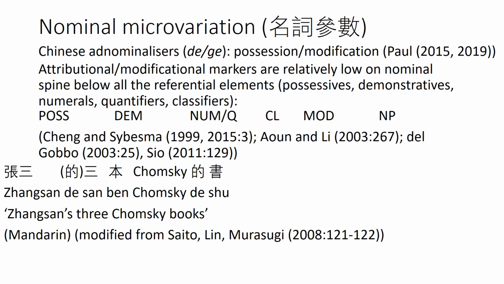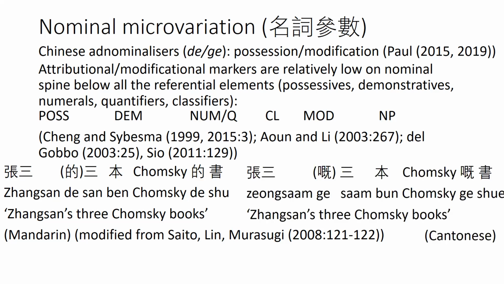If we look at some examples, this is an example from Saito, Lin, and Murasaki: Zhang San de san ben Chomsky de shu. There are two de that we can distinguish. The higher de, the first one, denotes possession. Zhang San is the possessor, so three books of Zhang San's. Below that, you get Chomsky de. Chomsky here is the modifier. It denotes the content and the nature of these books: books about Chomsky. So here we get two structural positions that correspond to two different meanings, the high one being possession and the low one being modification.